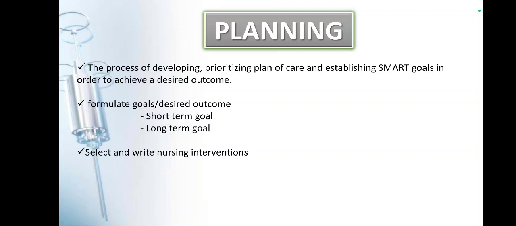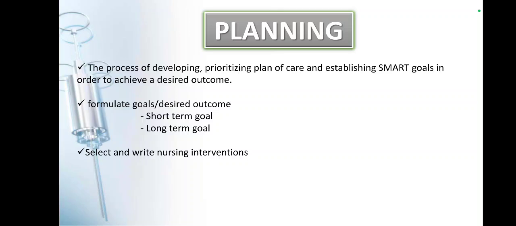Now, in formulating goals, you can identify your short-term goal and your long-term goal. Your short-term goal actually runs from hours of assessment to months, at least less than 3 months. That is still a short-term goal. Now, a long-term goal covers 6 months to years. So the long-term goal is applicable to chronic diseases, while your short-term goal is applicable to acute diseases. Okay, so you have to select and write nursing interventions.